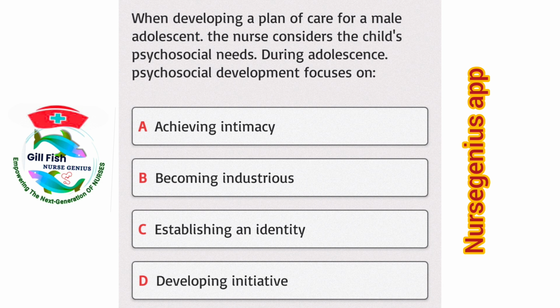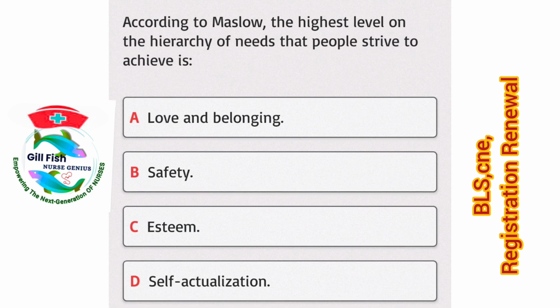Usually adolescents want to show an identity. So adolescents have to show off their name. That is why establishing an identity will be the correct answer. Move on to the next question.